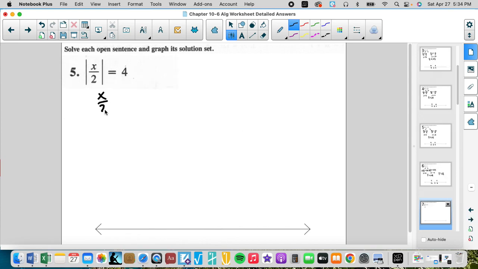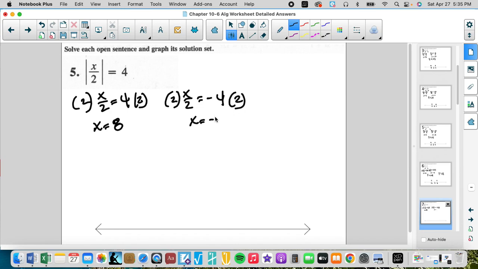We get x over 2 equals 4, and x over 2 equals -4. We'll multiply both sides by 2. X equals 8. Multiply both sides by 2. We get x equals -8. So -8, +8, -8, 0, 8. There we go.